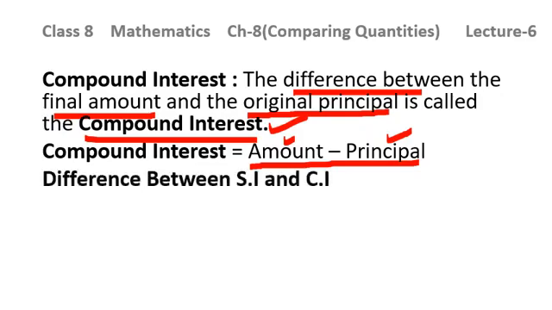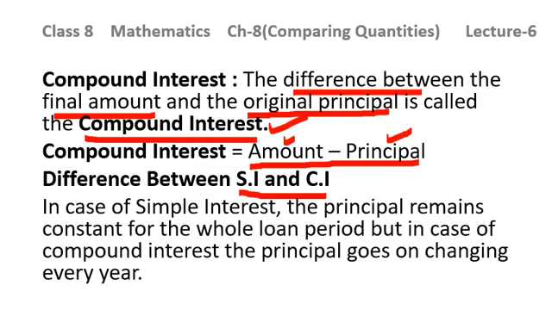And now, what is the difference between SI and CI? This point is very important to note down, because this should be very much clear to you. What is the difference between simple interest and compound interest? Let us see. In case of simple interest, as the name is simple, the principal will remain constant for the whole loan period, or for a particular duration, whatsoever is the time period mentioned.